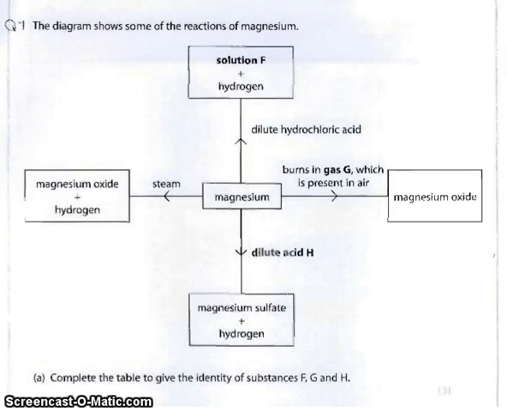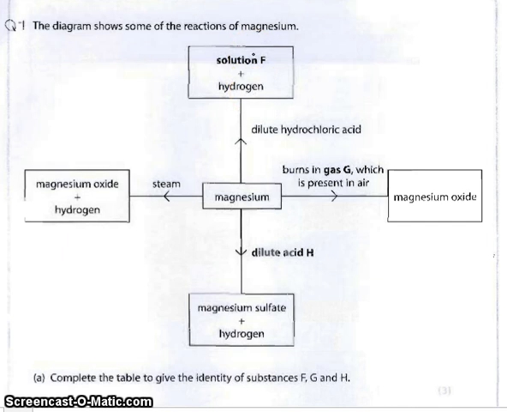Question 1. The diagram shows some reactions of magnesium. Complete the table to identify the substances F, G and H. So what is F, what is G and what is H? So looking at F to begin with. Magnesium and dilute hydrochloric acid will give you hydrogen and something else.